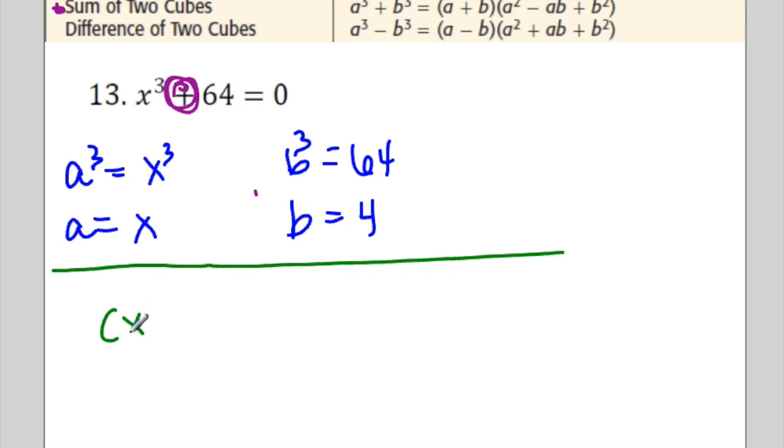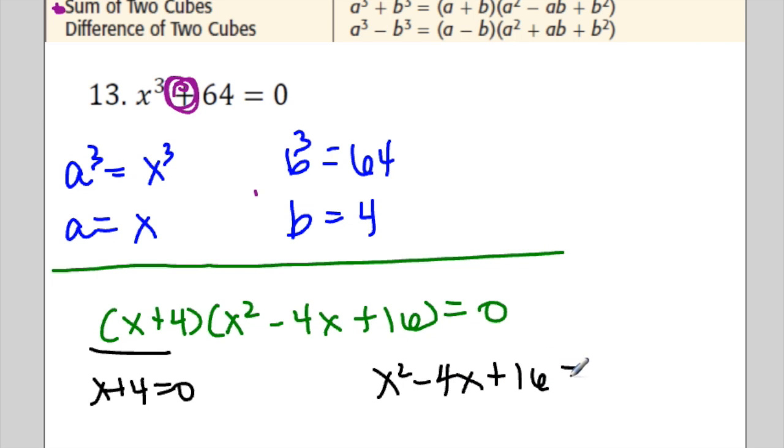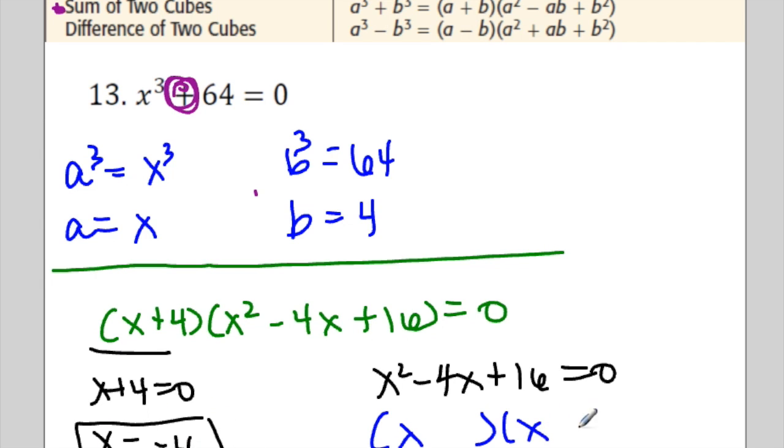So it's a plus b, so x plus 4. Then I have this piece here, a squared, so x squared, minus these two multiplied, 4x, plus my b squared, 4 squared is 16, equal to 0. Now I'm solving, so I need to take each part and set it equal to 0. x plus 4 equals 0, and x squared minus 4x plus 16 equals 0. This gives me negative 4. There is one solution.